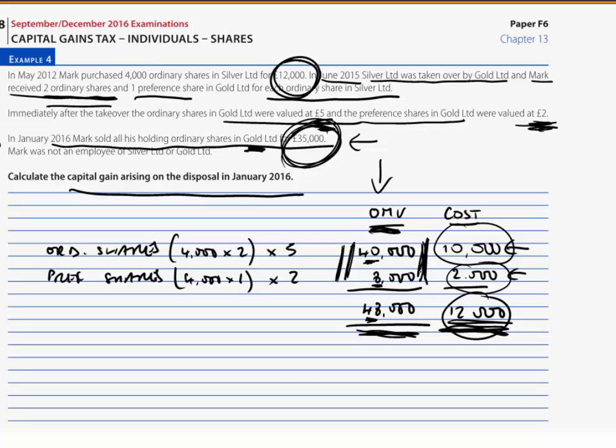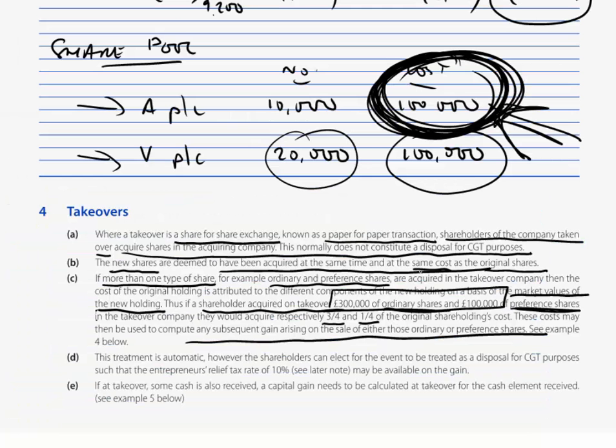Okay, now that sorts out how we deal with a pure share for share takeover. So no gain crystallised at the time of takeover, and the only question is, how do you derive the cost for your new shareholdings in the new takeover company? We've done it, we're there. Let's go back though to your notes from last time and looking at those notes on takeovers.